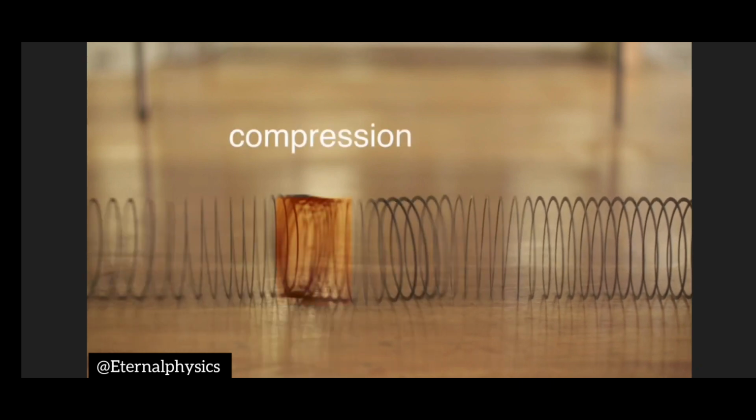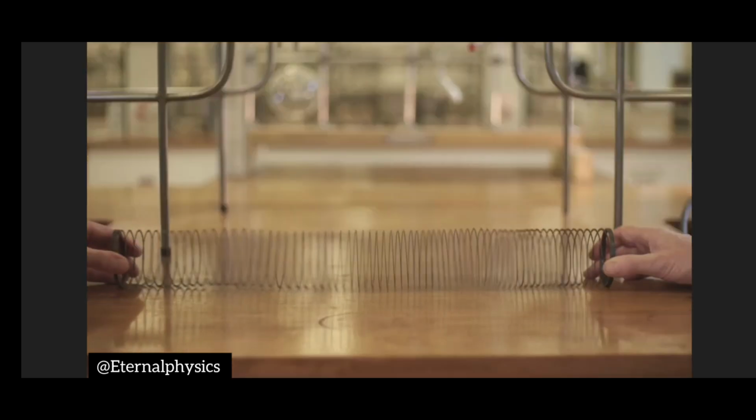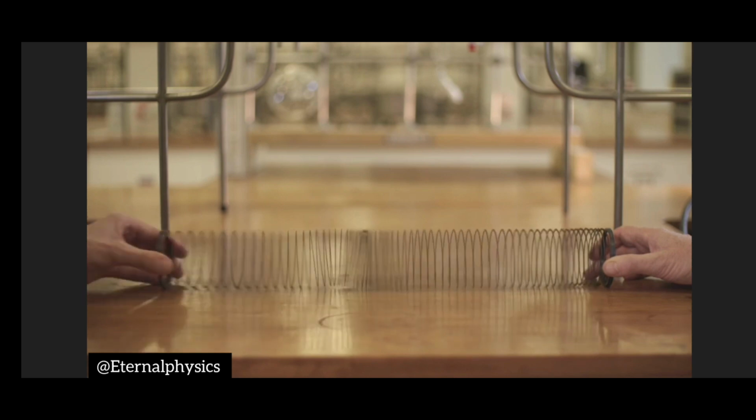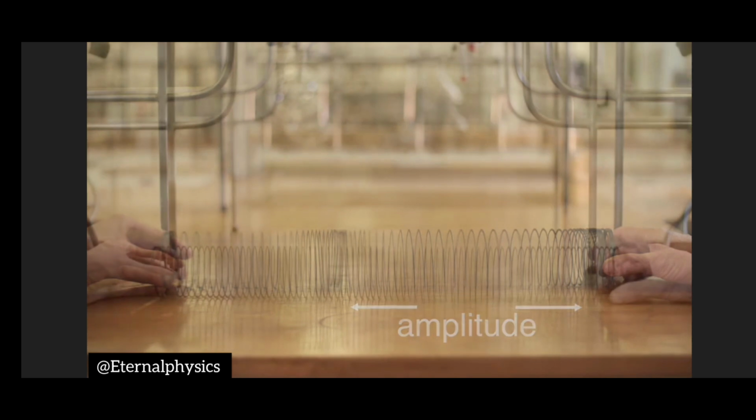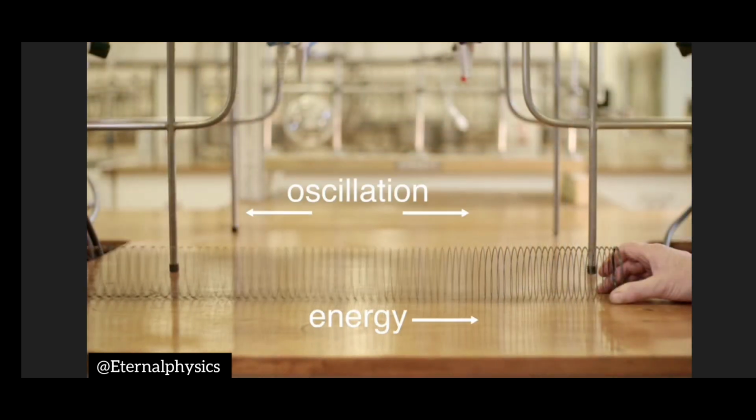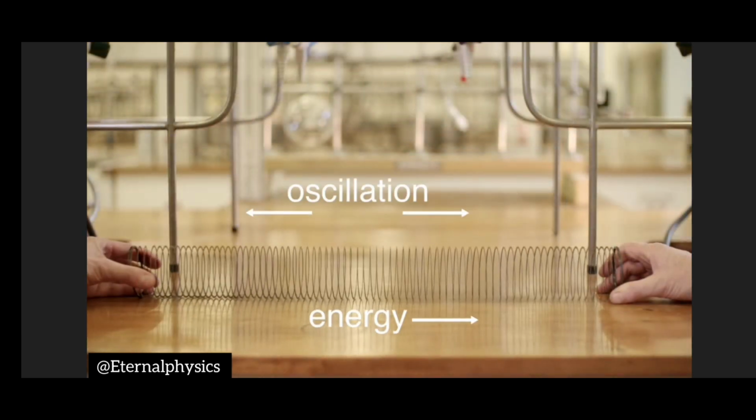When waves cluster, this is called compression. Where they spread out, this is called rarefaction. The distance between two successive compressions or two successive rarefactions is called the wavelength. The distance a point moves on the wave from its position of rest is called the amplitude. The larger the amplitude, the more energy the wave has.